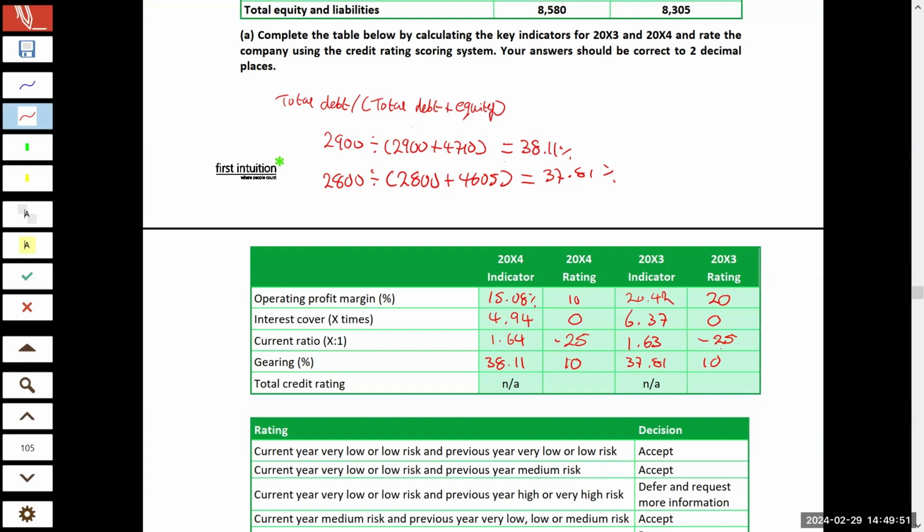Now, all I need to do is total these up. So in 20X4, the total credit rating comes to -5. In 20X3, the total credit rating came to 5. Just add the figures up really quickly and do the maths.